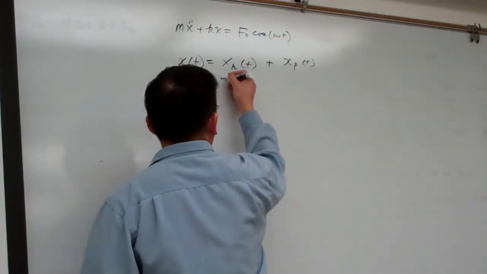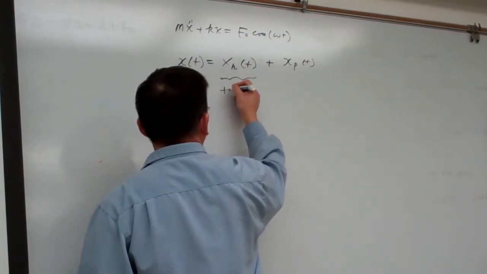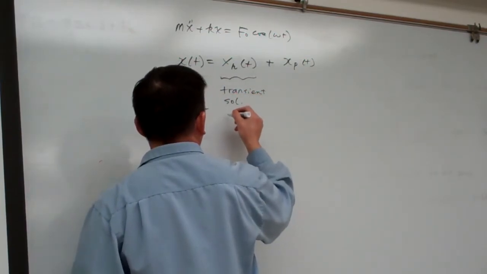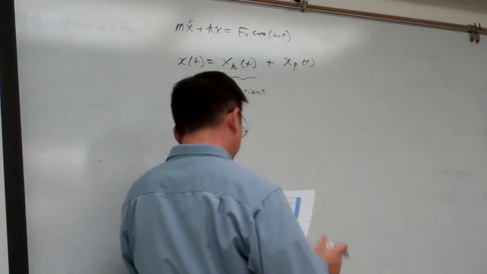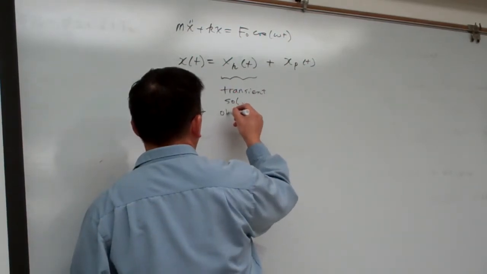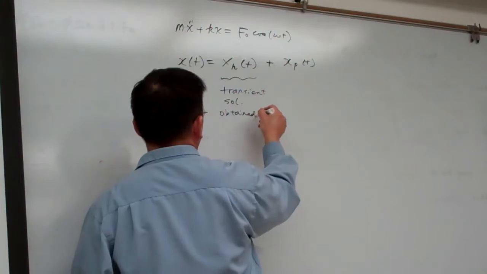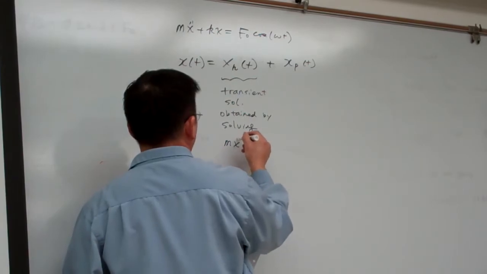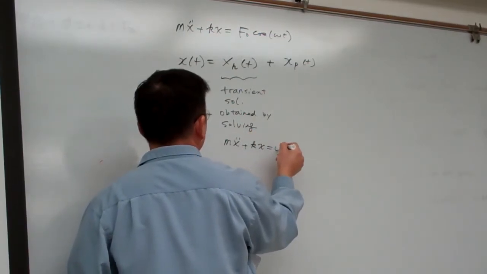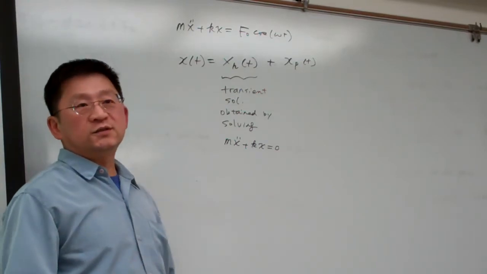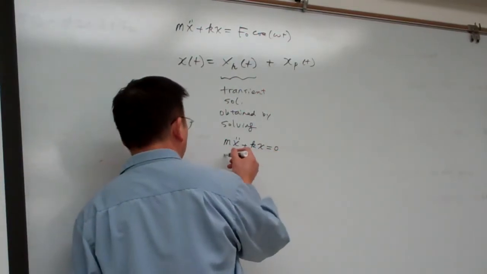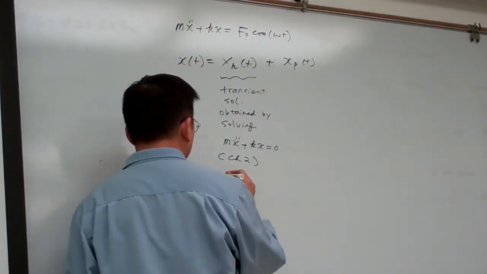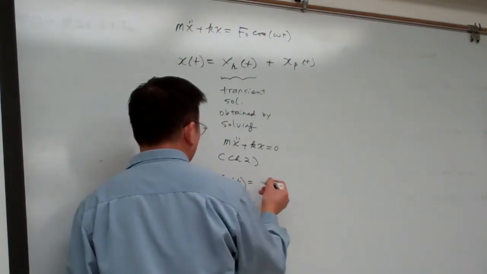So for this one, this is the transient solution, which is obtained by solving m x double dot plus k x equal to 0. Okay. So that is the homogeneous solution, and this is content we have exercised a lot in chapter 2. So for this case, we can right away write up the form.